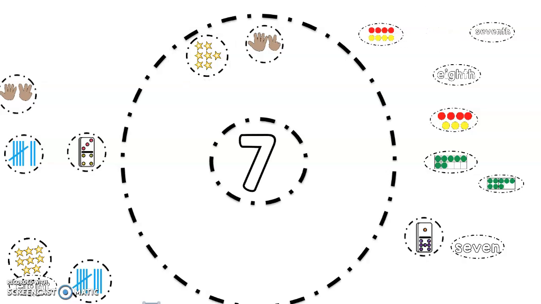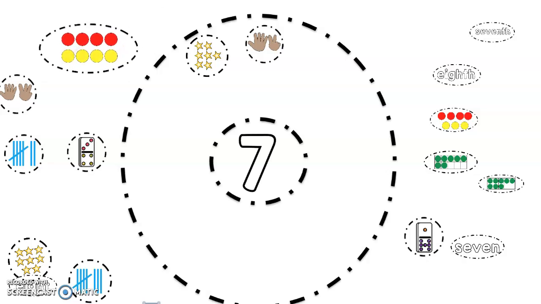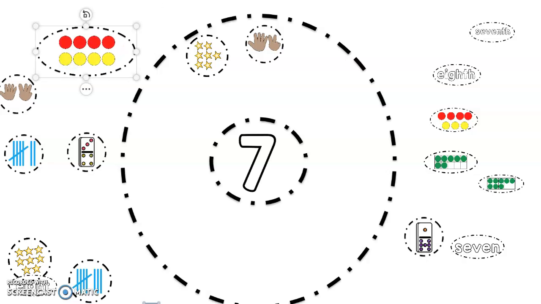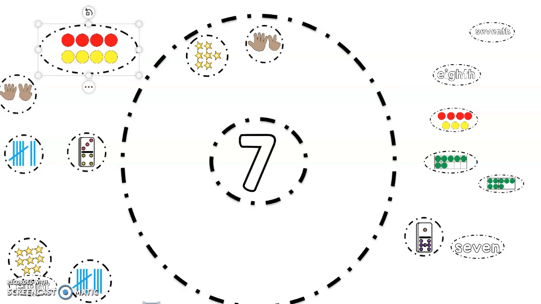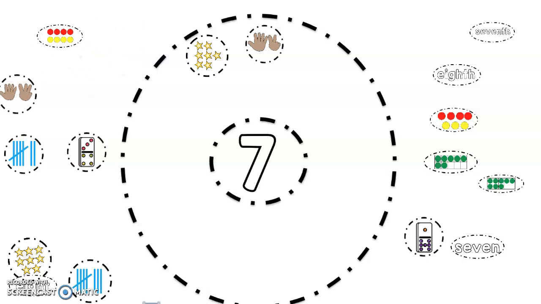All right, let's come over here to the group of dots. I've got red and I've got yellow. I've got 4 red on the top and 4 yellow on the bottom. Let's count and see if that's 7. Start with the red. 1, 2, 3, 4, 5, 6, 7, 8. Do we want that one? No way. We're going to throw it away.